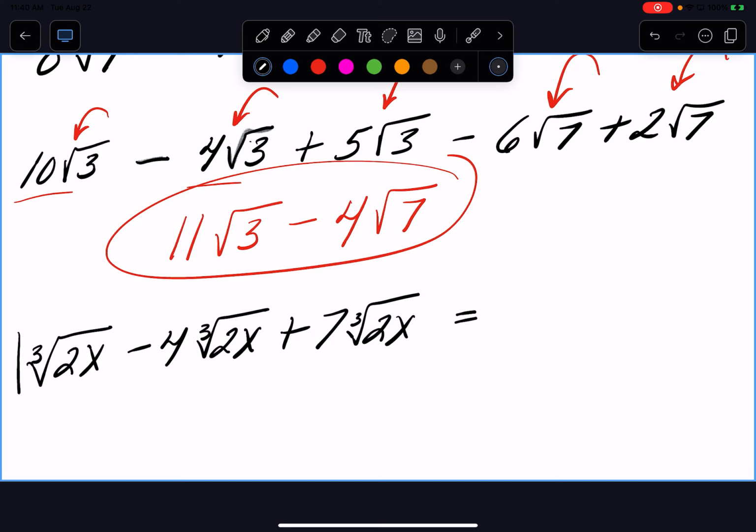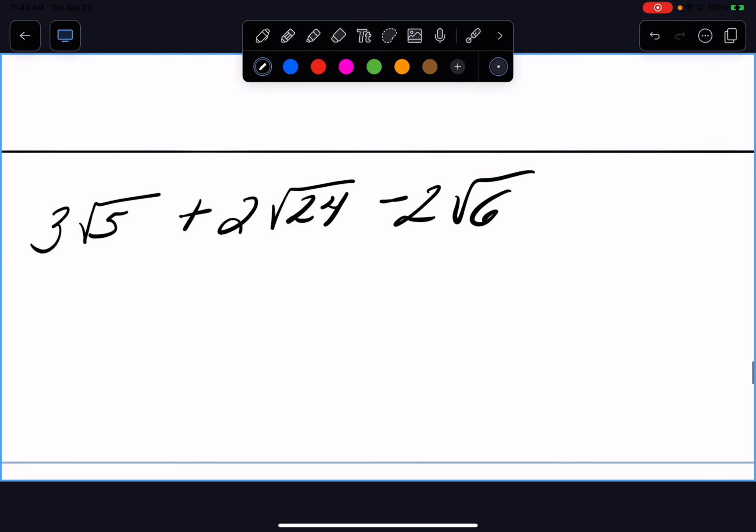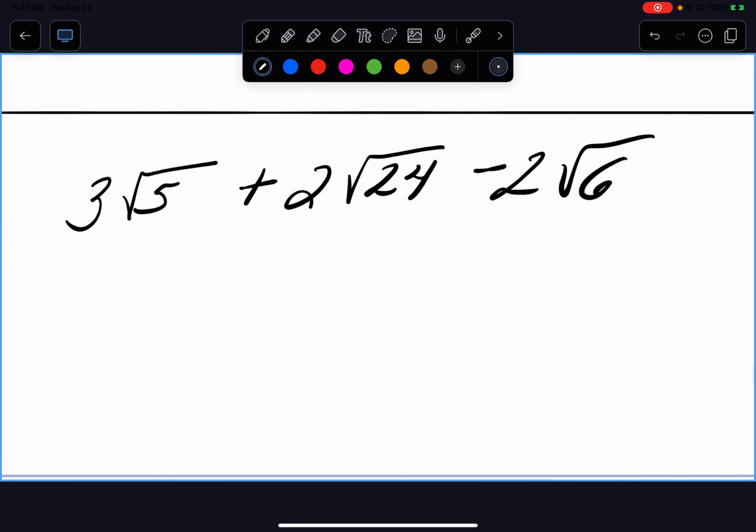1 minus 4 plus 7. So 1 minus 4 is -3 plus 7 is 4 apples. So 4, and then what would we write? Cube roots of 2x. All right, now listen. This is what you're going to see on the homework. Look at this. If you need to write this in your notes, do.